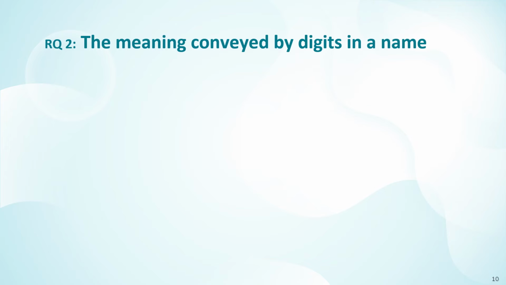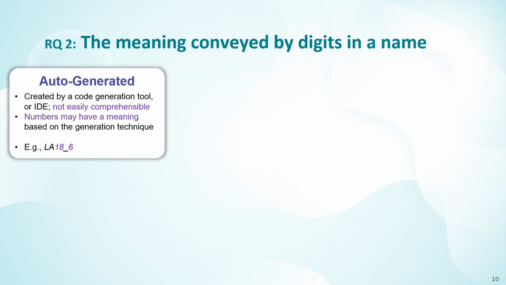Let's quickly look at each of these categories. The auto-generated category includes names that are auto-generated by tools or IDEs. These names are sometimes not easily comprehensible, as shown in the example, and the meaning of the digit depends on the generation technique.